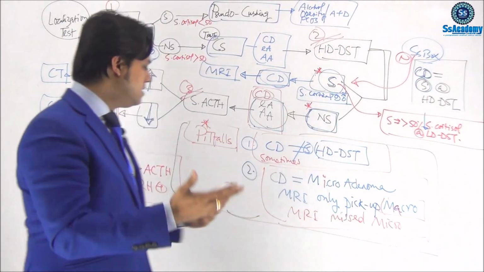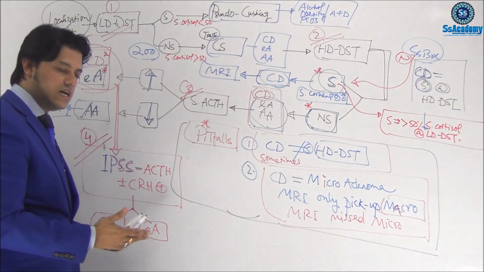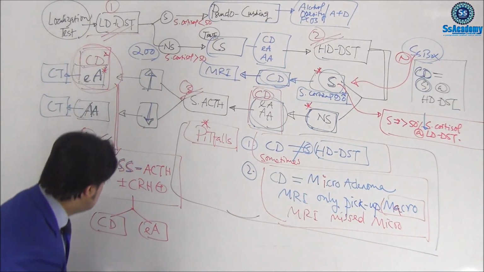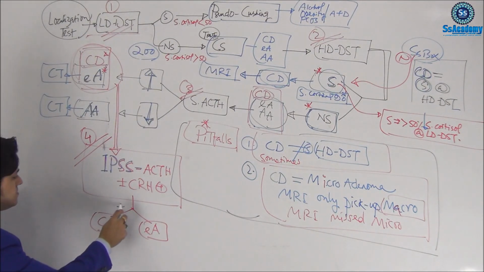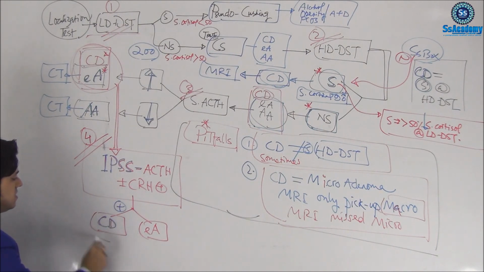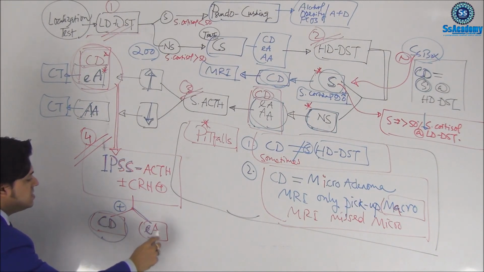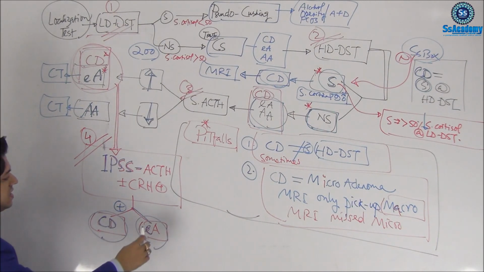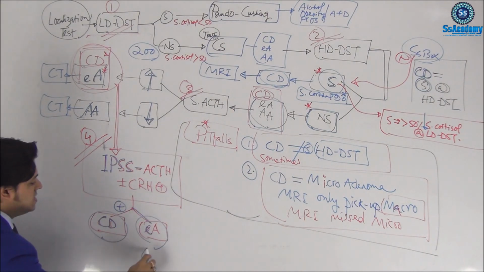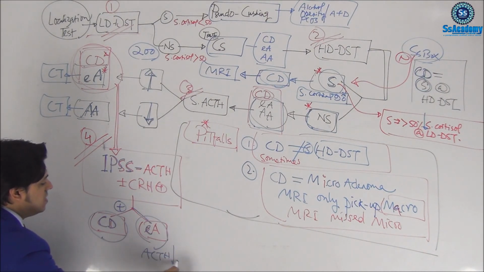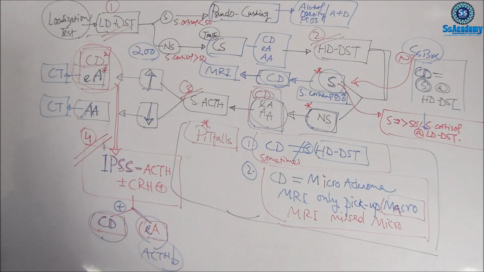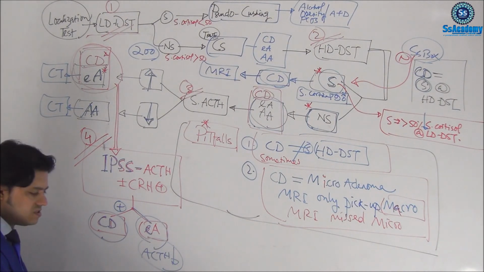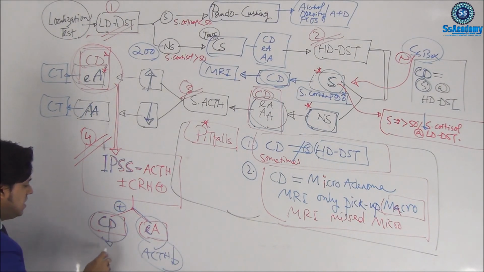So once again, IPSS with or without CRH stimulation test is the diagnostic test for Cushing disease, CD. In ectopic ACTH, it will not happen. It means the inferior petrosal sinus sampling ACTH will be reduced, not that much. But in CD, ACTH will be high.